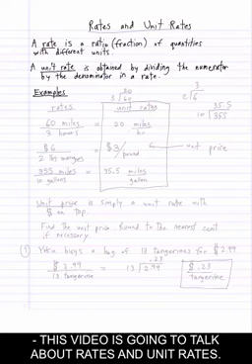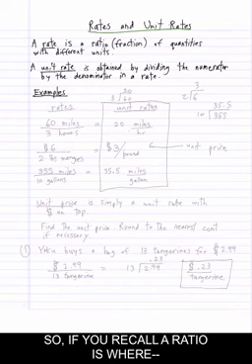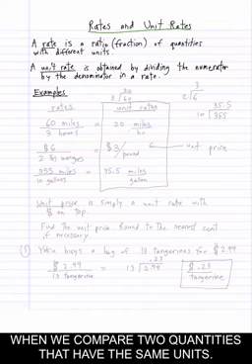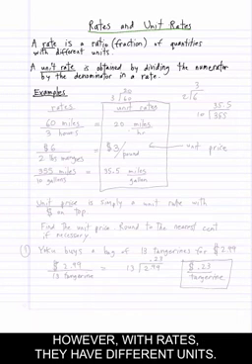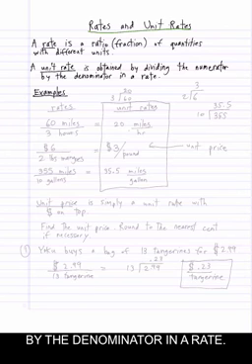This video is going to talk about rates and unit rates. A rate is a ratio of quantities with different units. If you recall, ratios was when we compared two quantities that had the same units. However, with rates they have different units. A unit rate is obtained by dividing the numerator by the denominator in a rate.